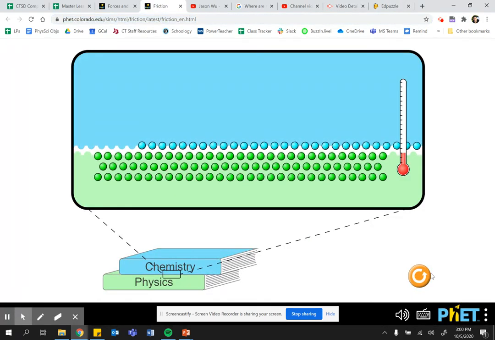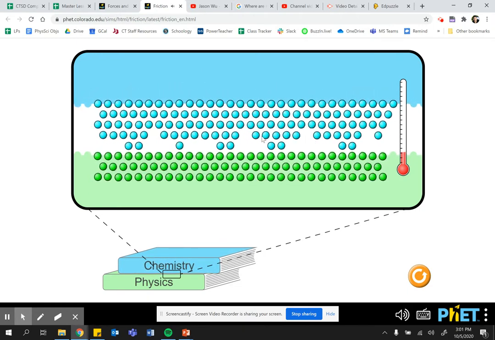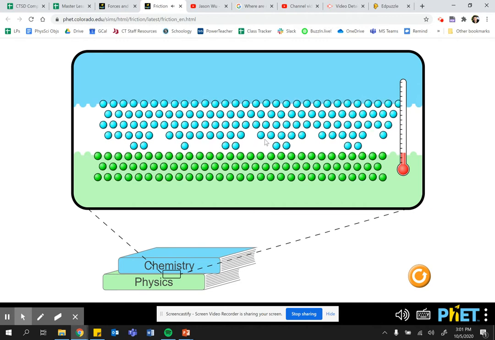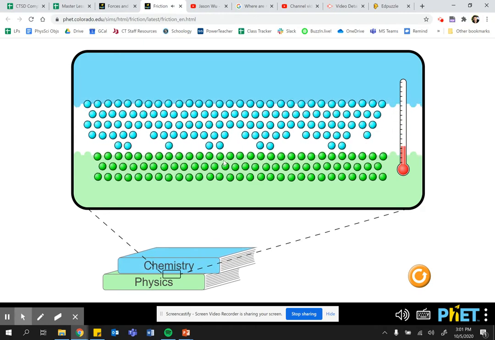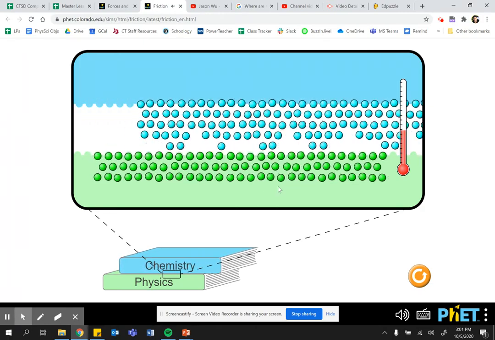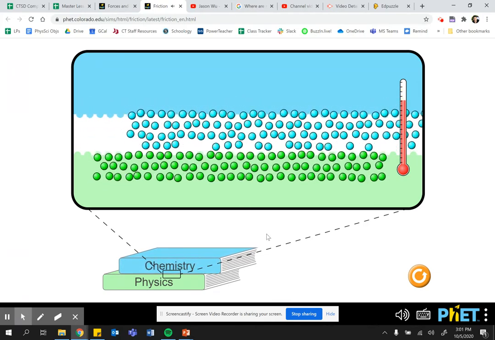Let's say we had two books, a chemistry book and a physics book, and we zoomed in on where they're touching. Well, the two surfaces of the books wouldn't be perfectly smooth. They would have atoms and particles, little ridges and little bumps. And when they rub against each other, those little ridges and bumps tend to get in the way of each other, and it causes the particles to move more quickly. It generates heat.